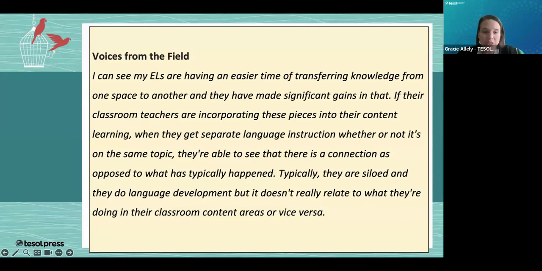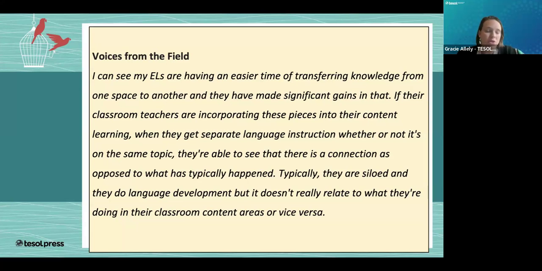So, a voice from the field. This is from one of our teachers. "I can see my ELs are having an easier time transferring knowledge from one space to another, and they have made significant gains in that. If their classroom teachers are incorporating these pieces into their content learning, when they get separate language instruction, whether or not it's on the same topic, they're able to see that there is a connection, as opposed to what has typically happened. Typically, they are siloed and they do language development, but it doesn't really relate to what they're doing in the classroom content area or vice versa."